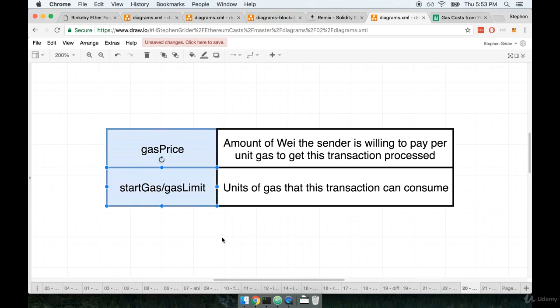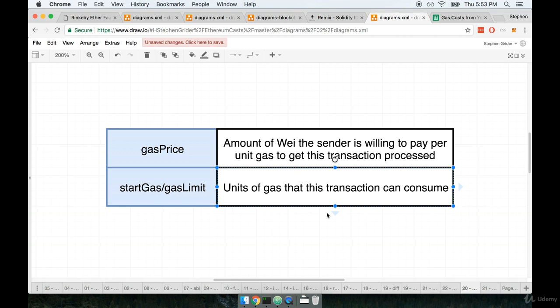The other property is start gas, and you'll also see this very frequently referred to as gas limit in documentation. So these 2 terms are identical. We have start gas and gas limit, and you will see them used interchangeably. This reflects the total number of units of gas that we are willing to spend with this transaction.